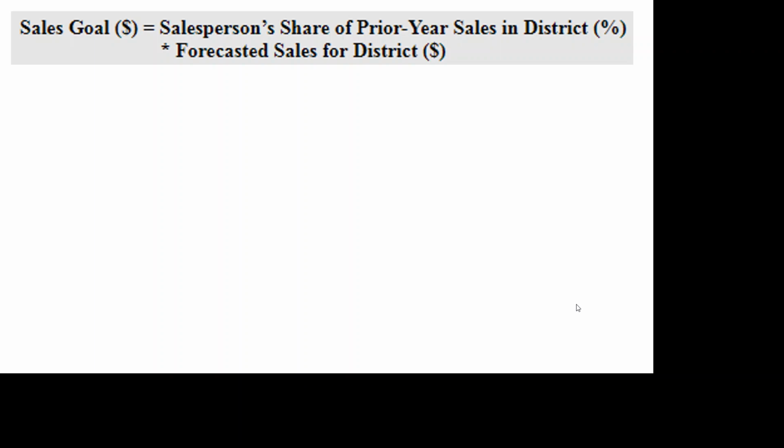To explain this a little easier, we'll do it with an example here. Last year, the salesperson's sales in a particular district, a particular area, was 18% of the entire district sales. The salesperson sold $1,620 worth of merchandise, which represented 18% of the entire district's total sales.